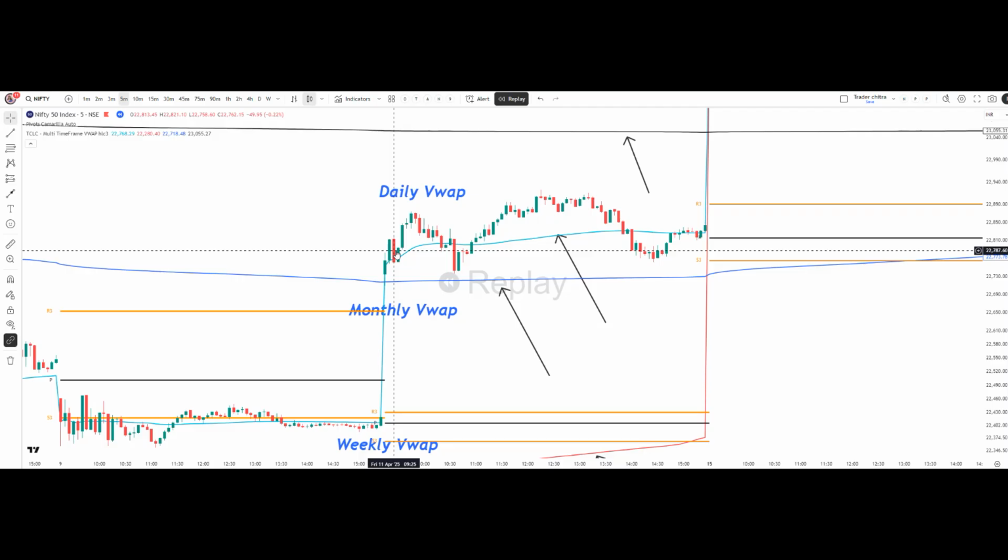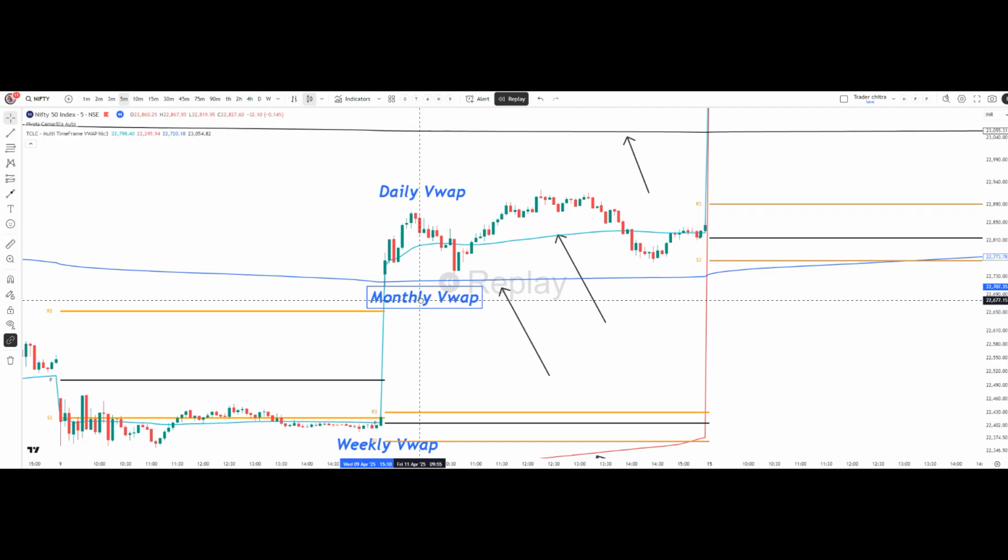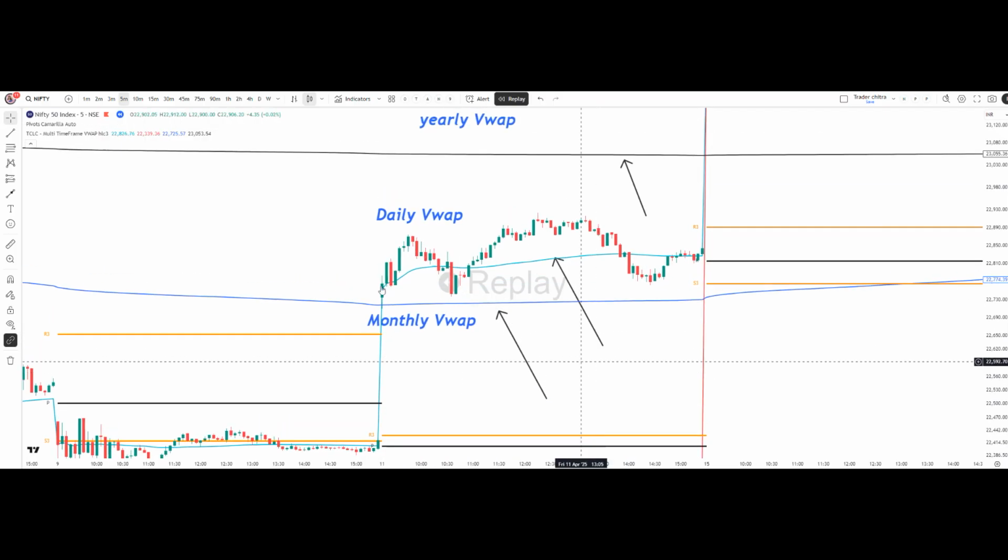And I have added the camarilla pivot support and resistance in order to understand the reversal levels. This is a monthly VWAP. If the price is trading above the monthly VWAP, it means that the overall trend is bullish. Again, we can see here we got the double confirmation, that is the price took support at the monthly VWAP and daily VWAP. So here we can look for long trade opportunities. You can enter into the CE trade.